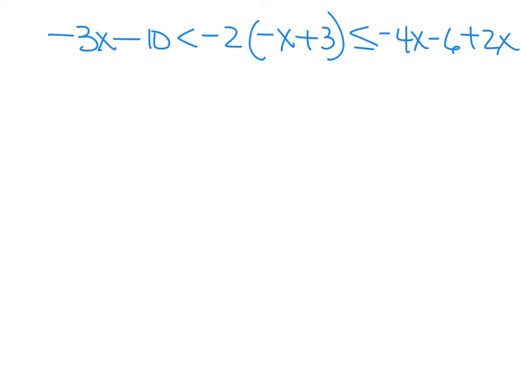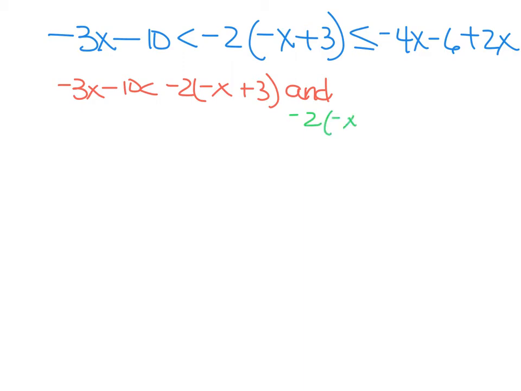So the first problem we're going to solve is negative 3x minus 10 is less than negative 2 times negative x plus 3, and then we're going to put the word and. The second part of the problem is, if I can fit it in here, I'm going to write it down here, negative 2 times the quantity negative x plus 3, so the middle part goes with both, is less than or equal to negative 4x plus 2x minus 6. Okay, so it's really two separate problems, and I just rewrote them.